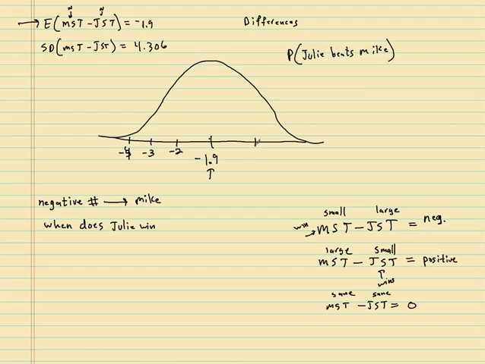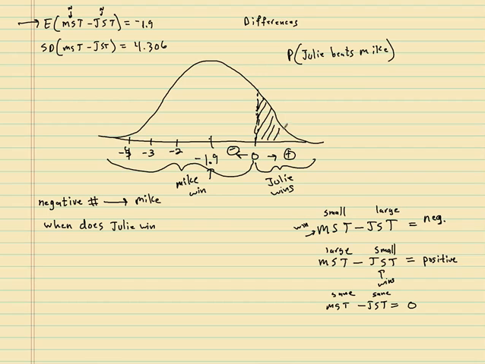Okay, so where's 0 on this number line? If that's negative 1.9, 0 is somewhere over here. This is 0 right here. So any number over here is a positive number. Any number over here is a negative number. The negative numbers, Mike wins. The positive numbers, Julie wins. Well, I'm trying to find out the probability that Julie beats Mike. So that would happen in this shaded part right here. So this is a normal distribution. The mean is negative 1.9 and the standard deviation is 4.306.